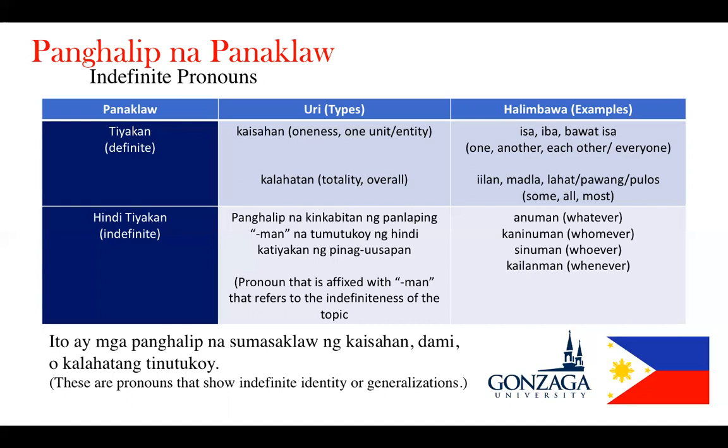Okay? Kanino man, whomever. Example, there's like a raffle. And then the grand prize is like a brand new car. Okay, I would say, kanino man mapunta ang sasakyan na ito ay maswerte. Swerte means lucky. So, whomever this car goes to is a lucky person.